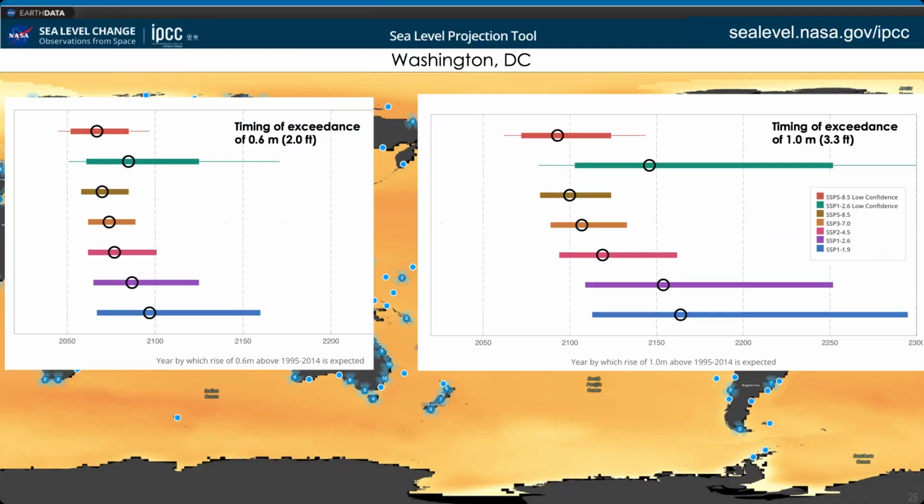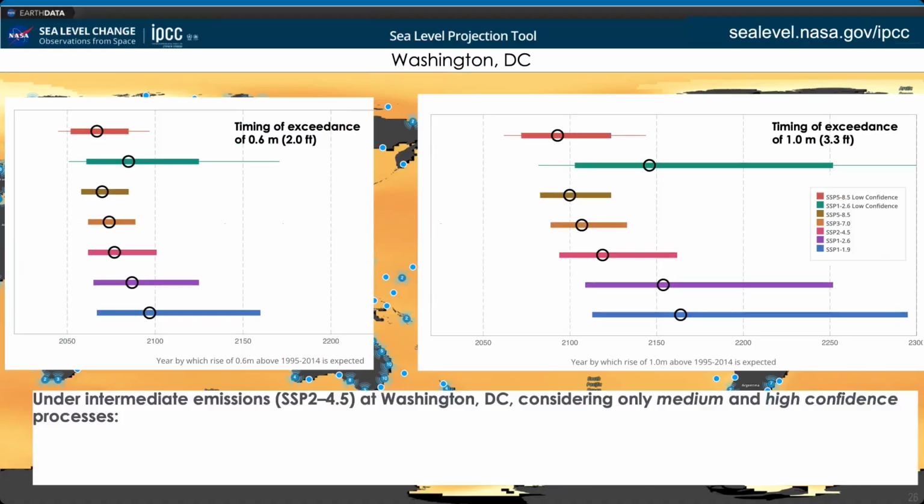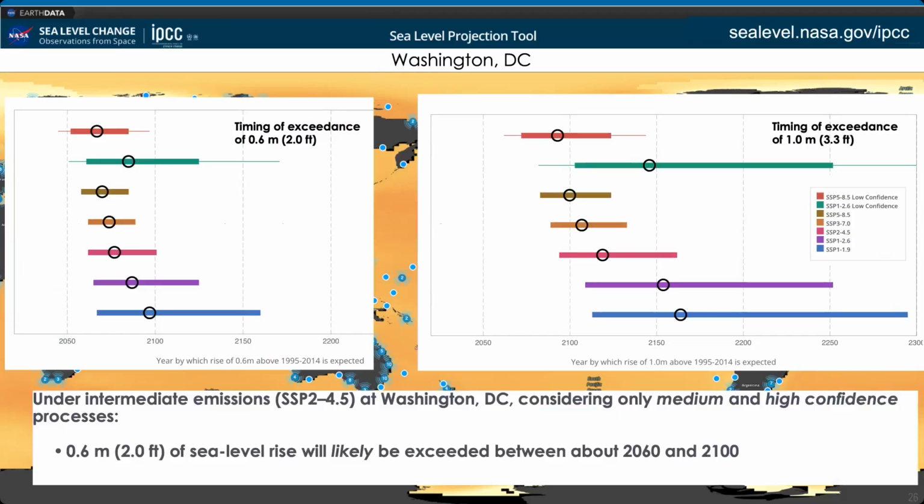So this is showing you, for Washington, D.C., the timing of exceedance of 0.6 meters, 2 feet, on the left, and 1 meter, 3.3 feet, on the right. So for example, under the intermediate emission scenario, SSP2-4.5, at Washington, D.C., considering only medium and high confidence processes, 0.6 of a meter of sea level rise will likely be exceeded by about 2060 to 2100, and 1 meter between about 2090 and 2170.